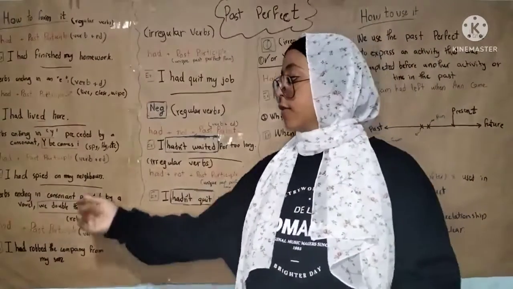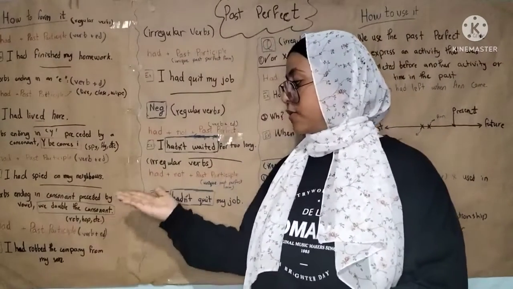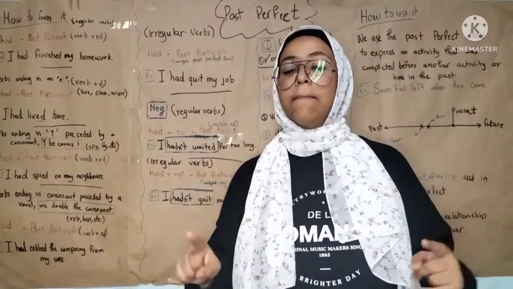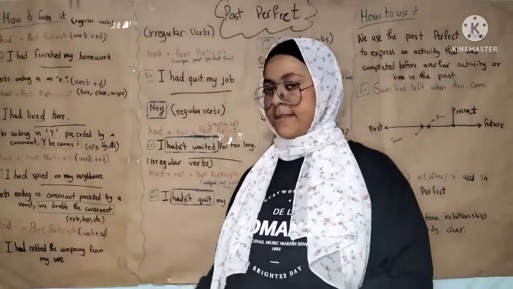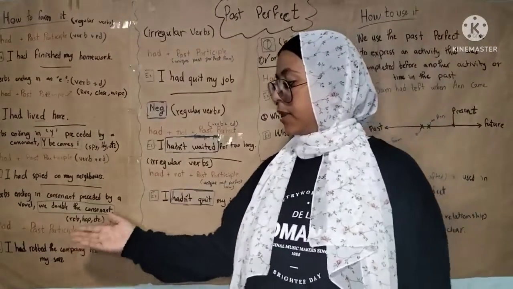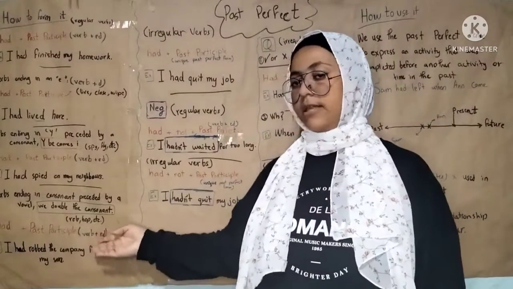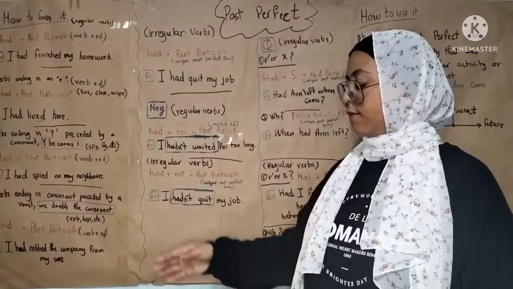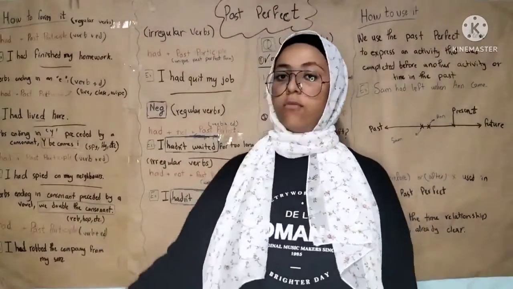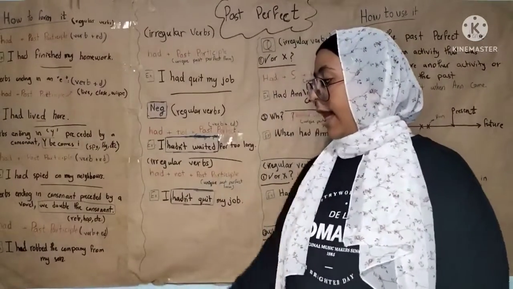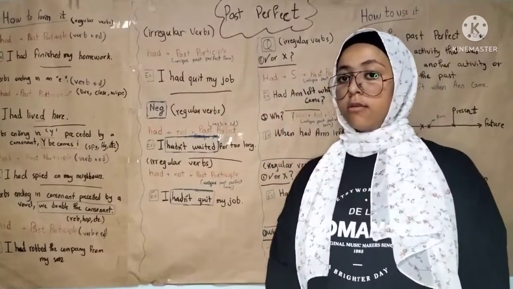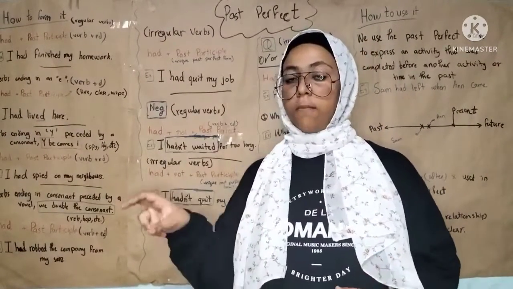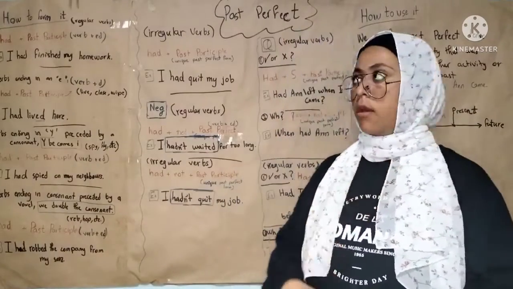The last state, verbs ending in a consonant preceded by a vowel. We double the consonant, like rob, hop, etc. Had plus past participle, verb plus ed to form the past participle. I had robbed the company from my son. So that means that I took the company from my son.